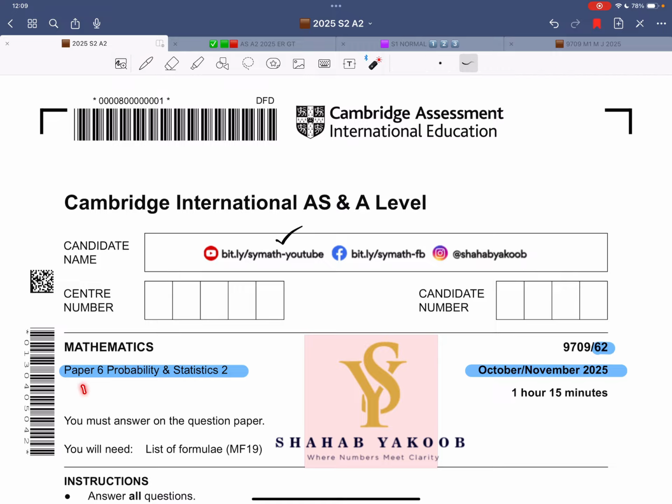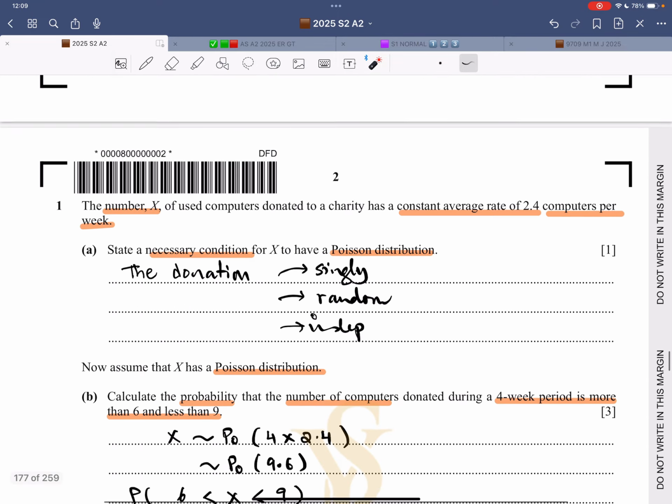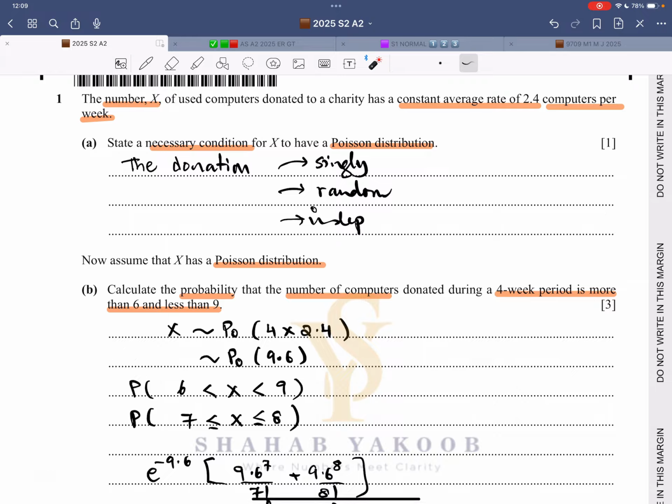So now let's look at this paper, which is paper 6, Probability and Stats 2, October November 2025, variant 62. Let's look at the first question. The number X of used computers donated to a charity has a constant average rate of 2.4 computers per week. State a necessary condition for X to have a Poisson distribution.